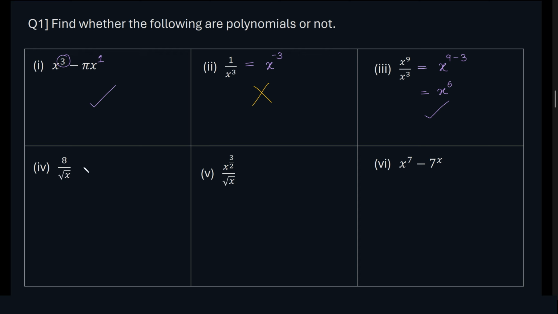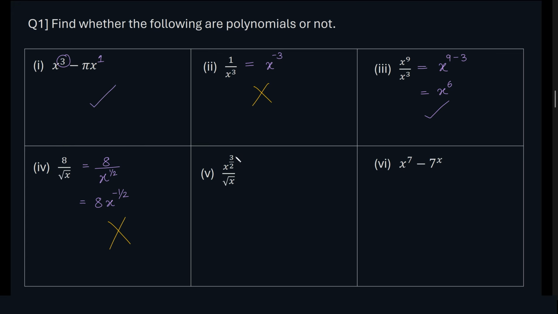Fourth, 8 over root x. Now root x can be written as x to the power 1/2, and if we bring it in the numerator, it changes to 8 times x to the power negative 1/2. So this is definitely not a polynomial.